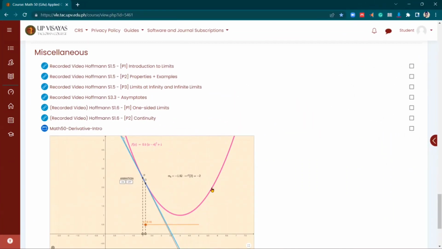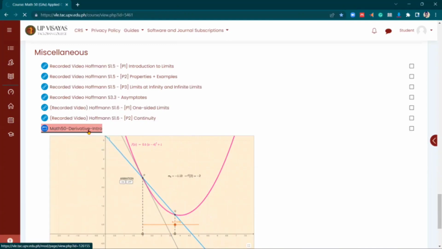For this video, we're going to have the introduction to derivative. So, to give us an intuitive idea of the notion of derivative, let's take a look at how it makes sense from the geometric perspective. Exploring the course site, you can find this GeoGebra applet, which I made, under the section Miscellaneous.